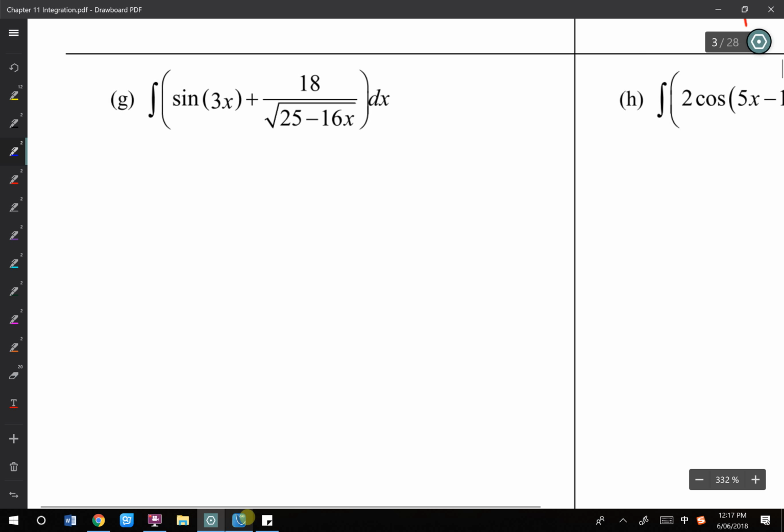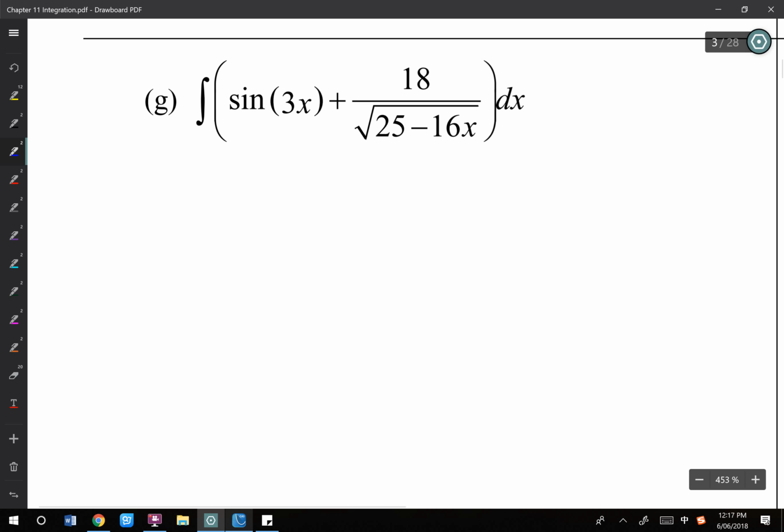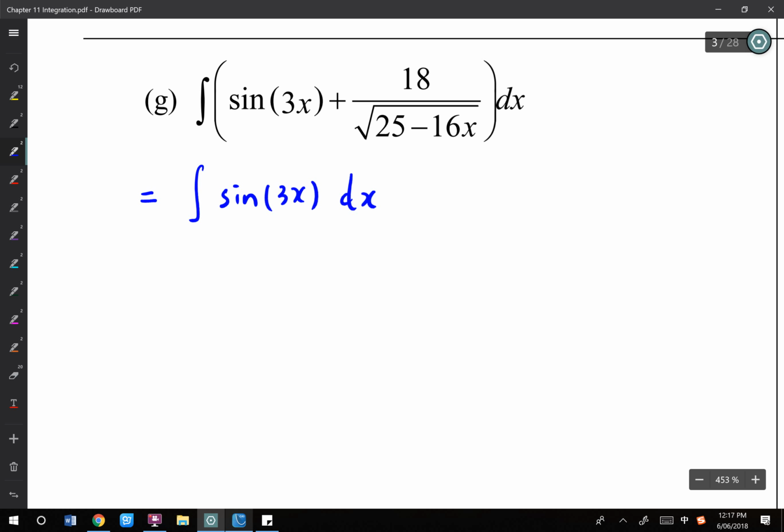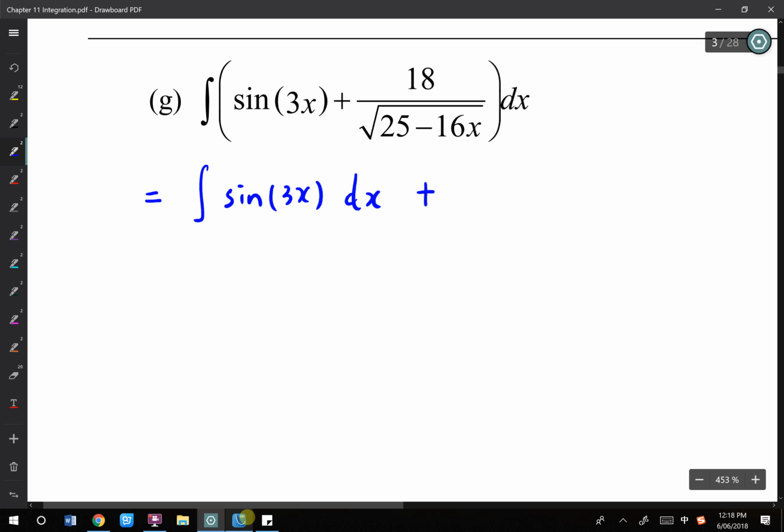Okay, last two. Sine 3x plus blah blah that. So I can also do this. I can separate them. If you feel it's really annoying, I can't antidiff everything together. I can only antidiff the first part, not the second part. I can just separate into two things.